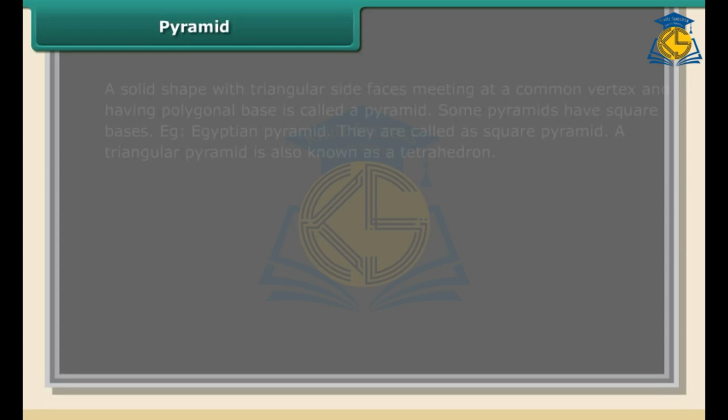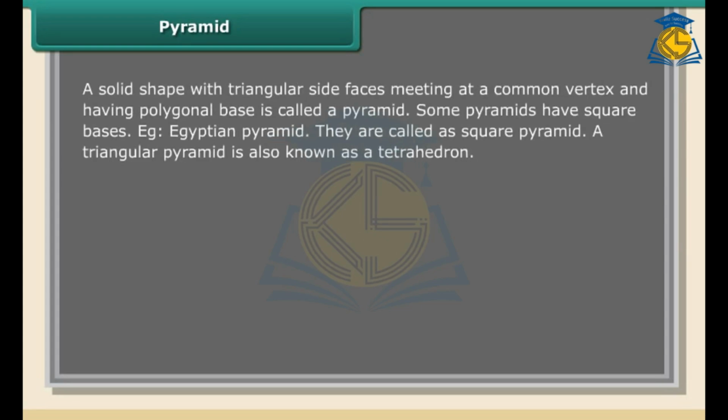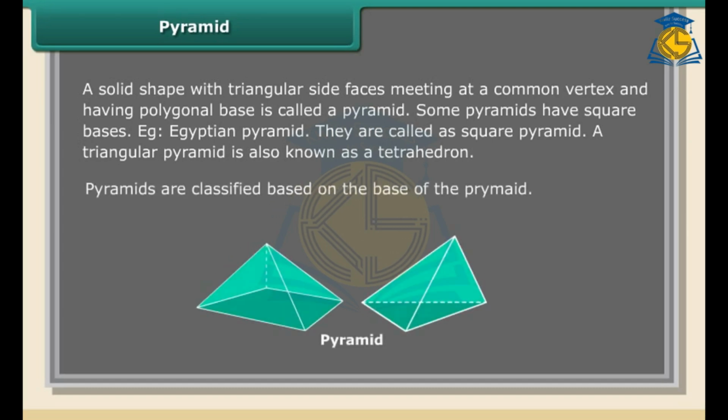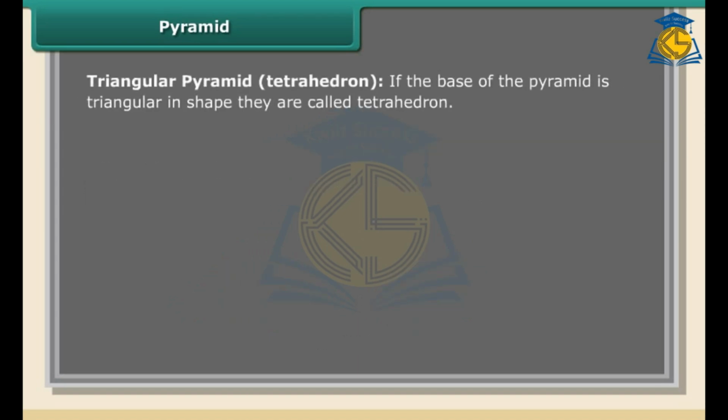Pyramid: a solid shape with triangular side faces meeting at a common vertex and having a polygonal base is called a pyramid. Some pyramids have square bases. Example: Egyptian pyramid. They are called square pyramids. A triangular pyramid is also known as a tetrahedron. Pyramids are classified based on the base of the pyramid. Triangular pyramid, tetrahedron. If the base of the pyramid is triangular in shape, it is called a tetrahedron.